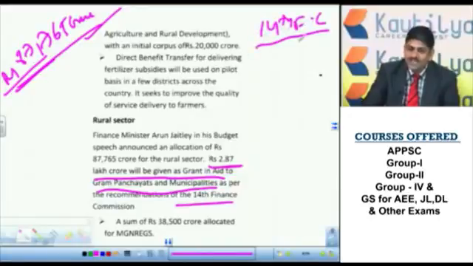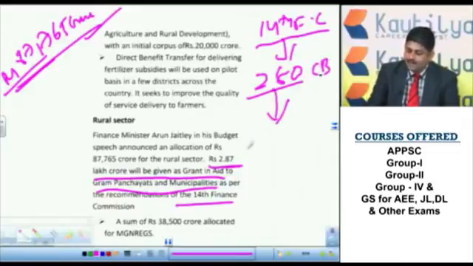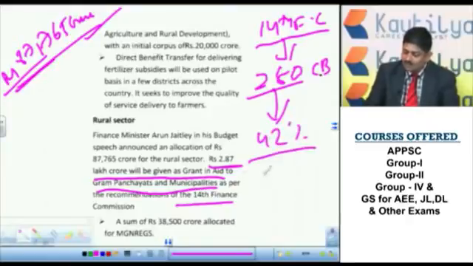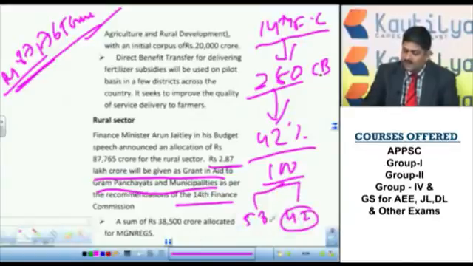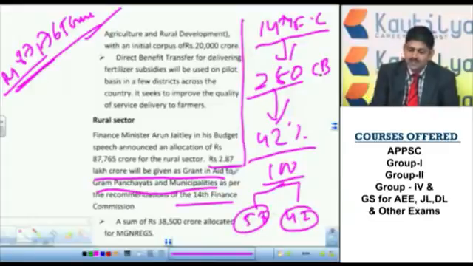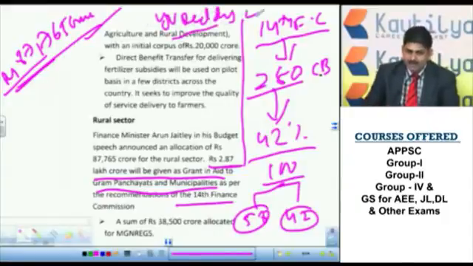What is actually the 14th Finance Commission? Finance Commission is a constitutional body under Article 280. It has recommended 42% to the states. That means if the government of India collects 100 rupees in the form of taxes, 58 rupees will go to the union government and 42 rupees will go to the state governments. This is the recommendation of the 14th Finance Commission under the chairmanship of Y.V. Reddy. The government of India has accepted this recommendation.